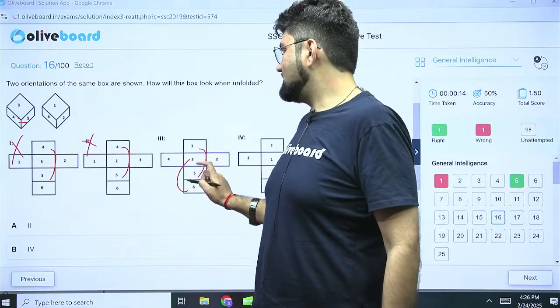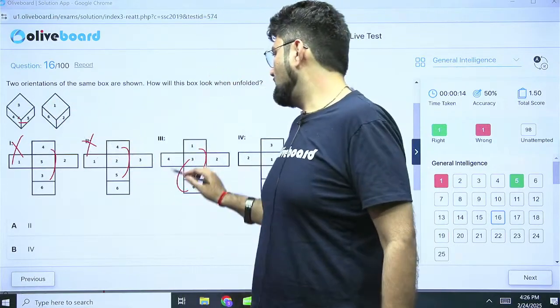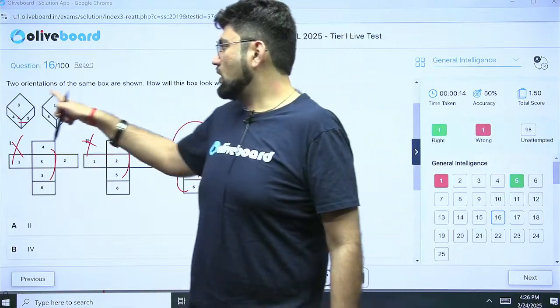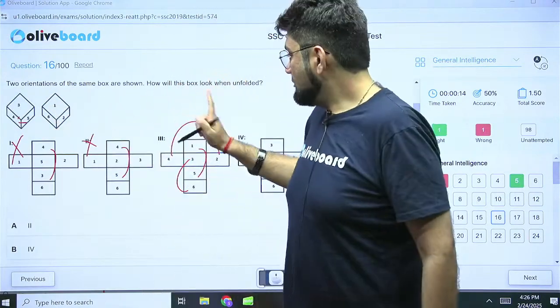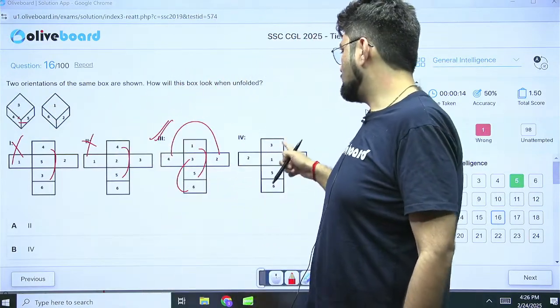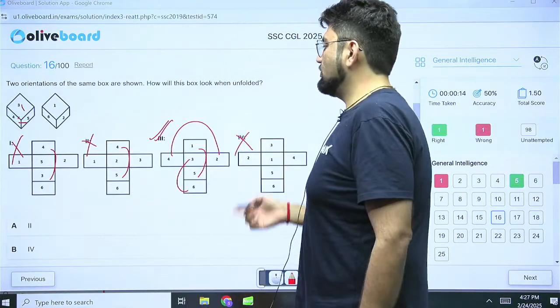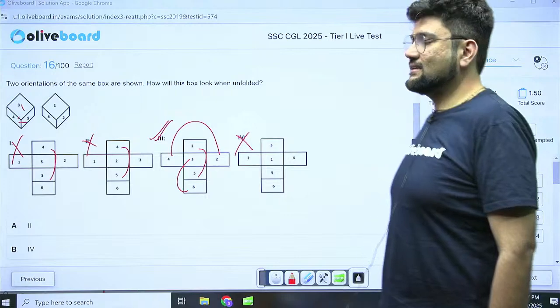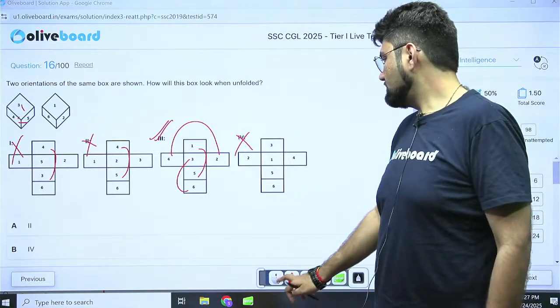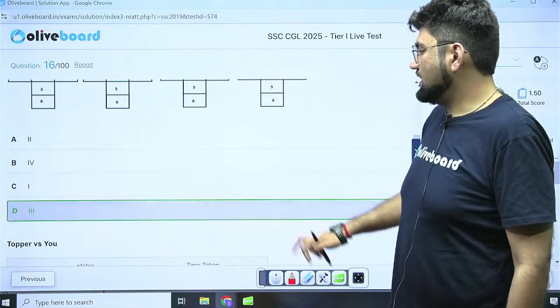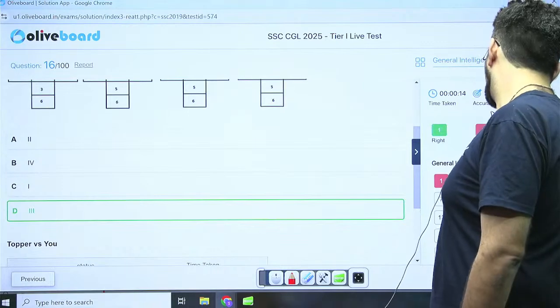3 has to be opposite 6. 3 and 6 cannot come together. Not coming together. 4 has to be opposite 2. 4 and 2 cannot come together. They are not coming together. Most probably this is your correct answer. Check this one. 3 and 5. Again the same problem. They are coming together. This cannot be opposite. So we have a clear winner. Figure 3 is the correct answer. Figure 3, option D is the right answer.